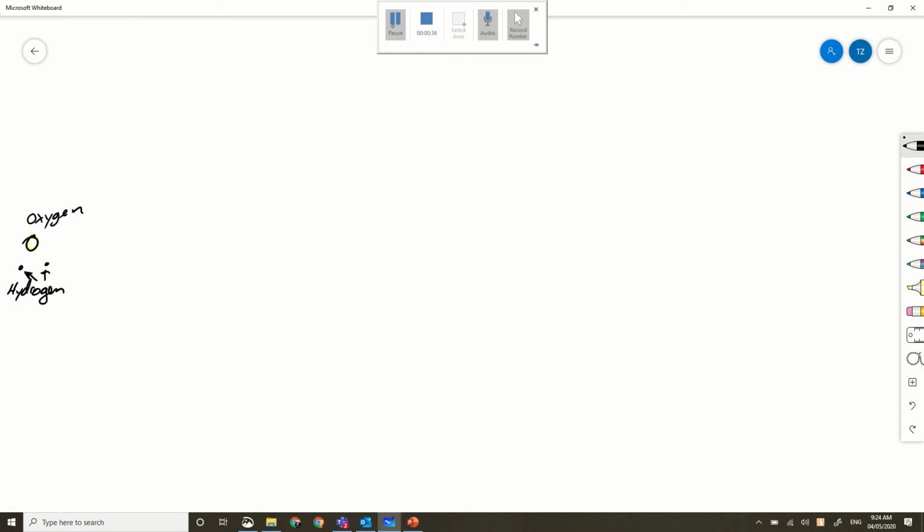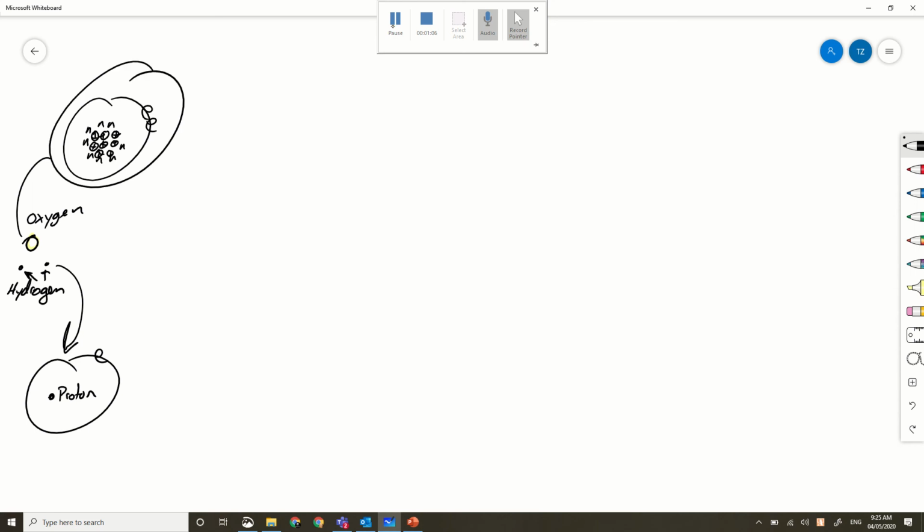If I look at them closer, so if we zoom into that, your hydrogen is just the proton with just the electron around the outside, and your oxygen would be 8 protons, 8 neutrons, and then you've got 6 electrons around the outside. So that's what you're looking at when you talk about just an oxygen atom and a hydrogen atom.